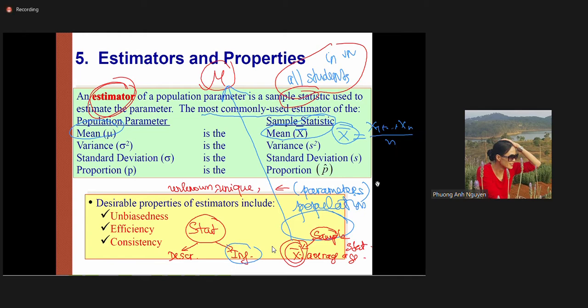How about the variance? Very often we denote the variance by sigma squared. The corresponding estimator is the sample variance. Remember the way to calculate the sample variance? s squared is equal to the sum of (xi minus x bar) squared, divided by what? Because here you have several options, right? But a good way to calculate the sample variance is to divide by n minus 1.